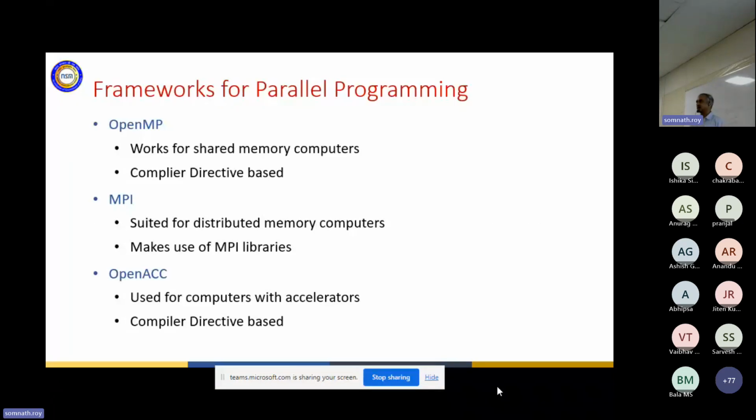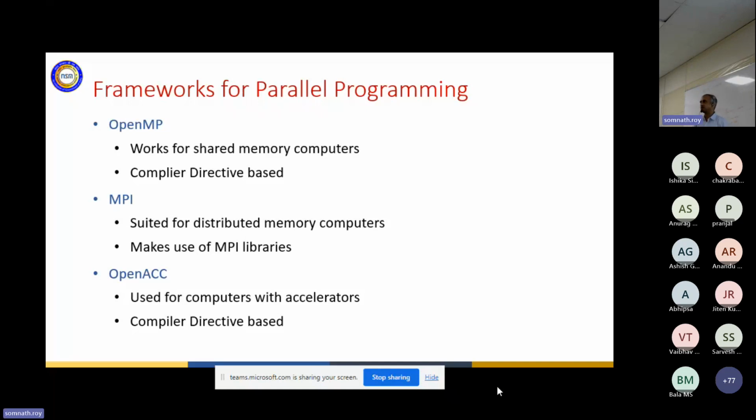So, what are the frameworks that are available? Two of them which will be covered are OpenMP and MPI. OpenMP is for shared memory computers. Like you have a laptop which has got 8 cores, OpenMP will work on it. Or if you have a node with 32 cores, OpenMP will work on the node. It cannot go beyond the node. If you want to go beyond the node, then you have to use MPI, that is distributed.